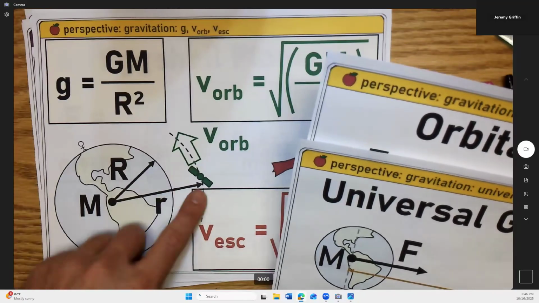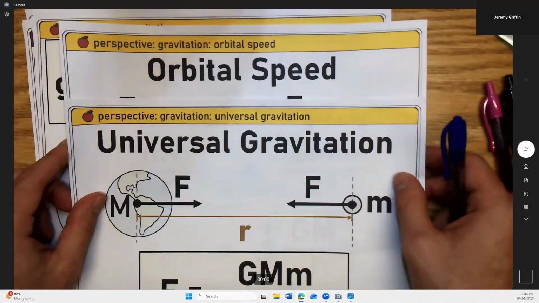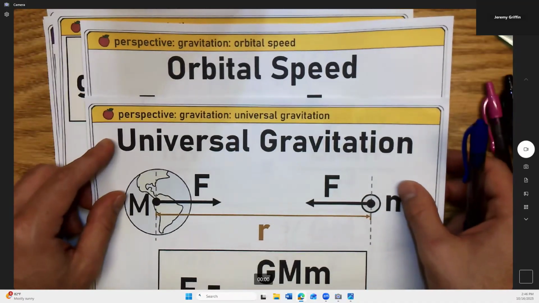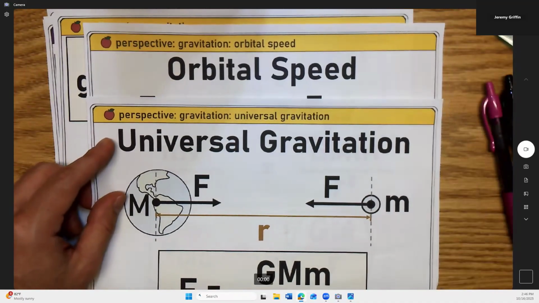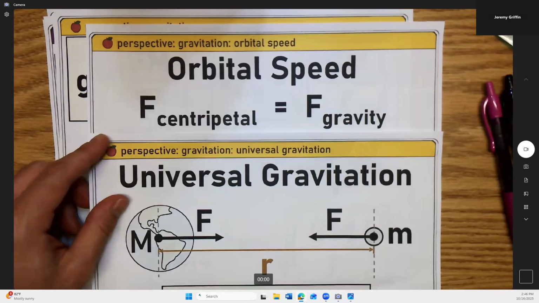Then that gravity force is also acting as a what kind of force to keep it on a curved path? What force keeps something on a curved path? It starts with a C. Centripetal. Aha. Okay. So that's the start of this proof.